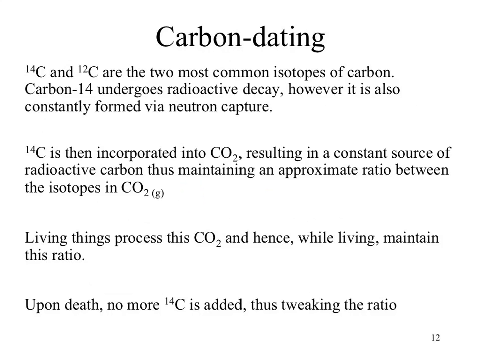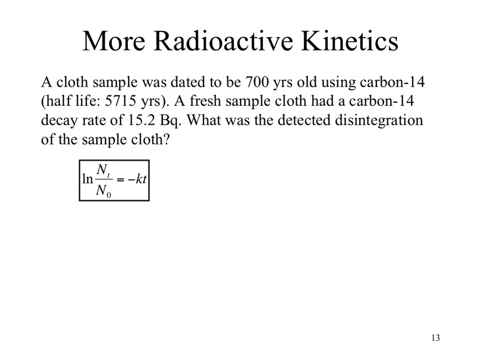Okay? I hope I have a problem on this. Yeah, I did. Good. So we take a look at a cloth sample. It was dated to be 700 years old using carbon-14. Our half-life for carbon-14, there's that 5,000 number, is 5,715 years. A fresh sample cloth had a carbon-14 decay rate of 15.2, what is that, Bq? Becquerels, there's our new unit showing up. What was the detected disintegration of the sample cloth?